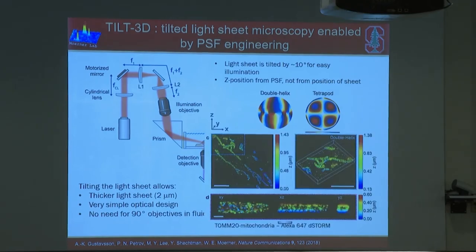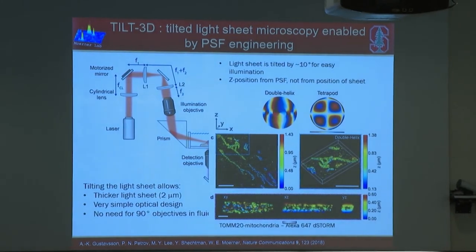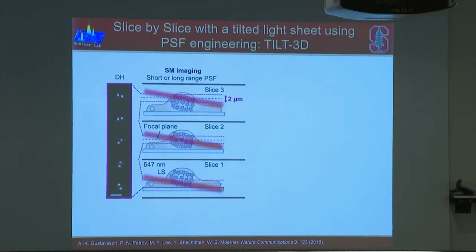Here's an example of mitochondria that are measured in the cell by blinking, by so-called STORM, molecules that turn on and off. But let me make sure I emphasize how this really works. Suppose we place the light sheet here at this lower position. Remember, there are molecules that are going to be pumped that are above and below the focal plane. But that's no problem in the detection path because our double helix response will tell us what their z is by the angle between the spots. So we get z from the PSF, the point spread function, not from the precise position of the light sheet.